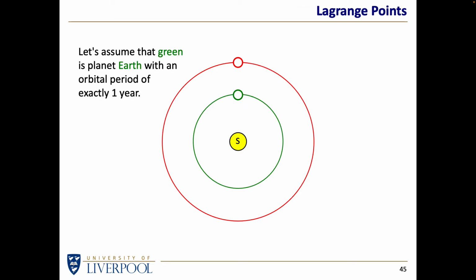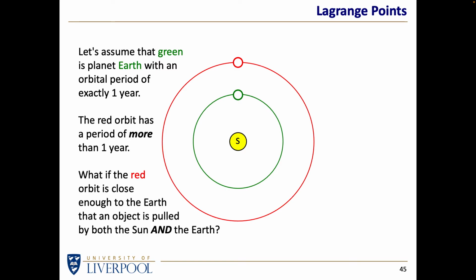So let's imagine that the green is planet Earth and the red is either a spacecraft or an object that's also in orbit around the sun, but not in orbit around the Earth. So green is the Earth, and green goes around the sun in 1 year. The red orbit is larger, so it has a period of more than 1 year. If it was a long way away, it would be like Mars, and it would have an orbit of something like 2 years.